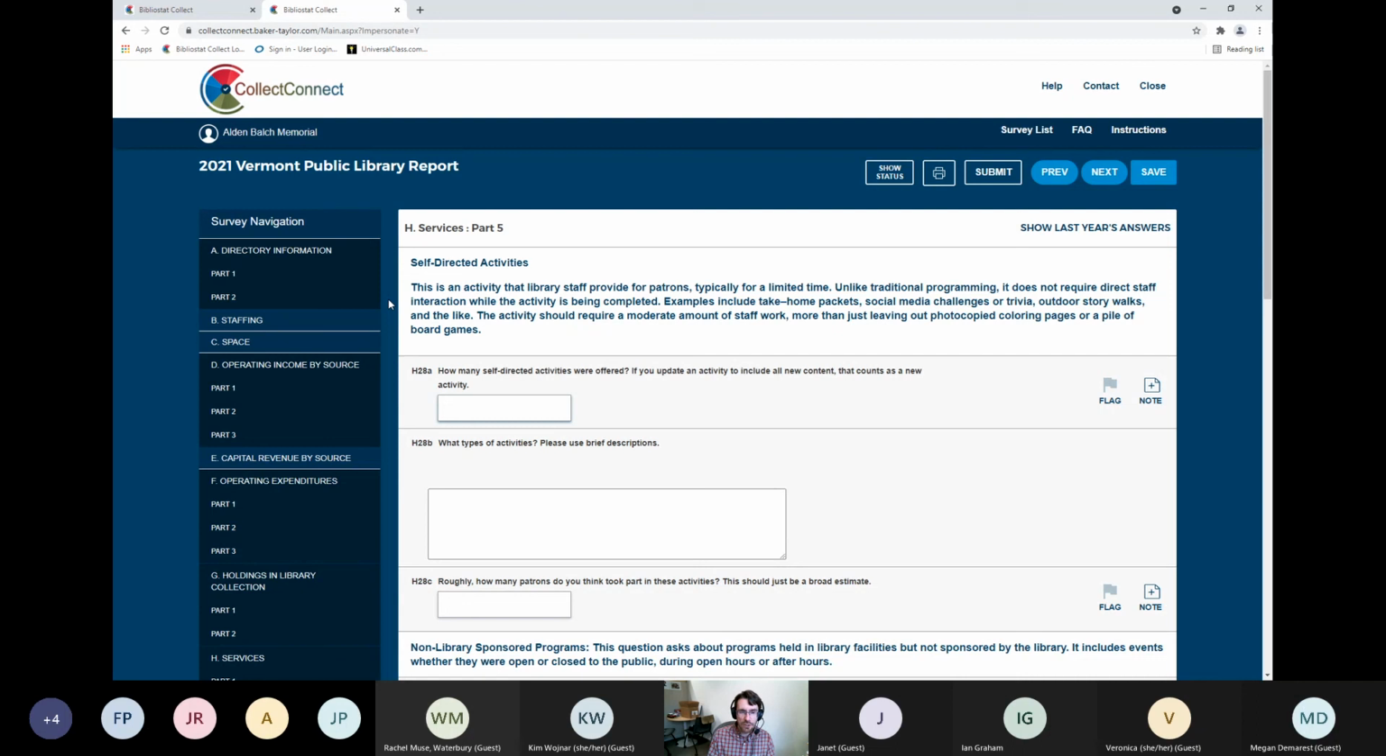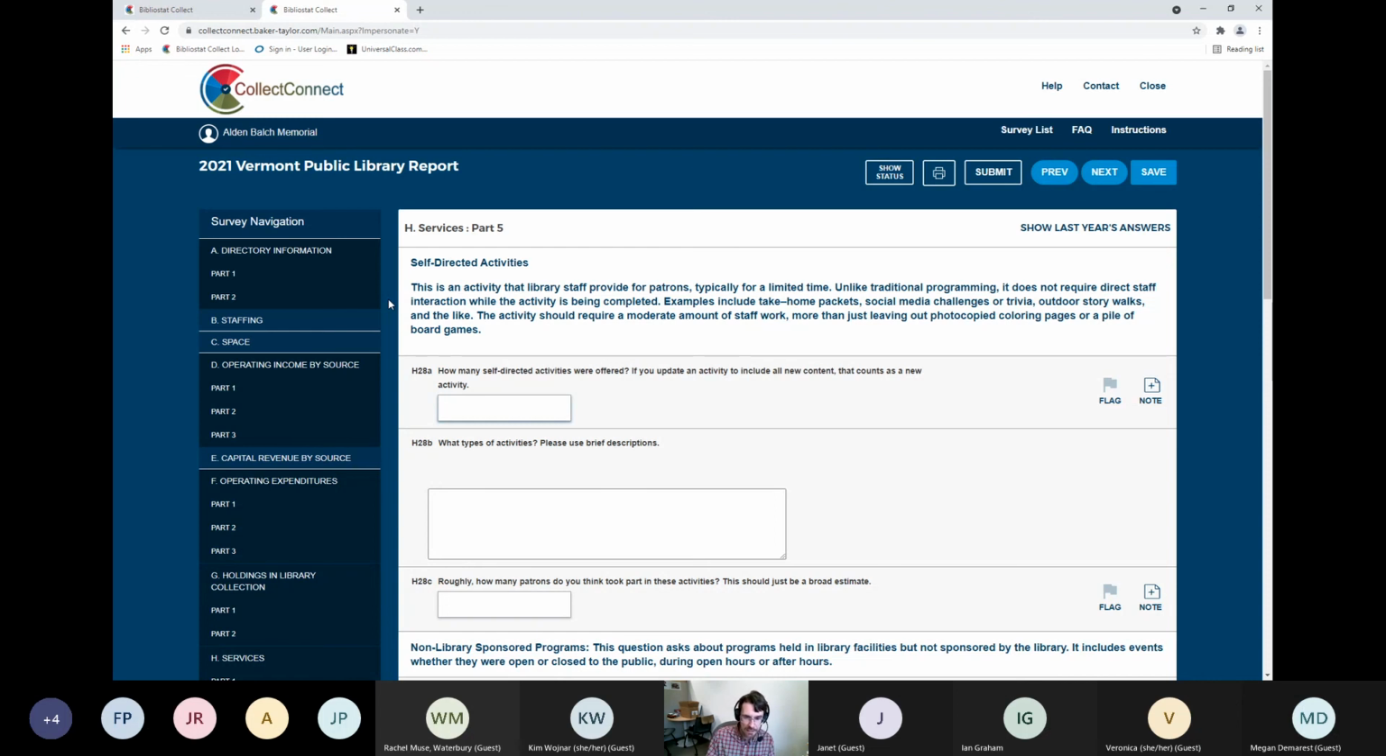Basically, we think that it required a moderate amount of staff work to make it happen. So like coloring, if you photocopy coloring sheets, that's not included. That's great, but it's not included here because you didn't have to do enough work. But if you draw and make coloring sheets, then that's definitely a bunch of work. If you make a story walk, that's obviously a ton of work. Take home packets, that's a ton of work. Any of those where you put a bunch of work into it, we want to know.